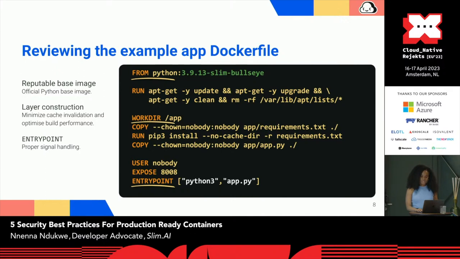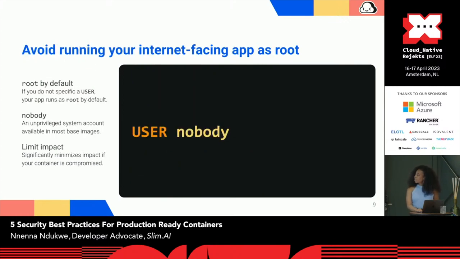But there are a few other things to think about from a security perspective when constructing your Dockerfile. One of the things that you want to do is avoid running your internet-facing app as root. Nobody is an unprivileged system account, and it's available by default in Debian, Ubuntu, Alpine, and distroless. It is intended for when you don't need any special permissions. It's usually reserved for services so that if they get compromised, the potential attacker would have minimal access to the rest of the system. And running your app as root obviously allows the potential hacker to have complete access to your container.